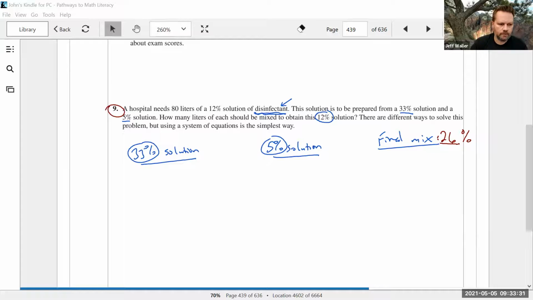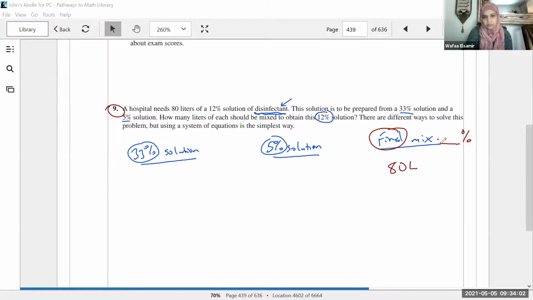Now, let's talk about this problem specifically. What do I know for sure? Do I know anything for sure? What do they just tell me for certain in this problem? Number 9. What do they tell me? A hospital needs 80 liters. Right. So I know that the final is going to have 80 liters total, and it's going to be a 12% solution, correct? All right.